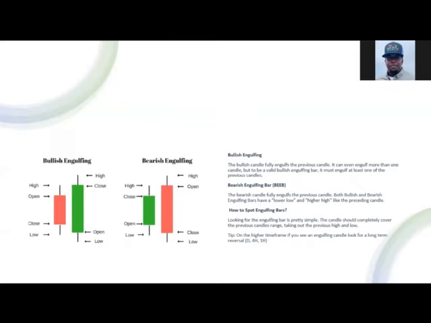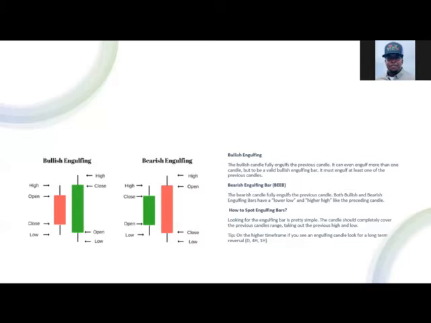On the bearish engulfing, the bearish candle fully engulfs the previous candle. Both bullish and bearish candles have a lower low and a higher high than the preceding candles. Look next to the candle on a bearish trend. If that bullish candle is engulfed, you're looking to get out of that trade. If you're in a bullish trend and that bearish candle engulfs, you're looking to get out of that bullish trade.